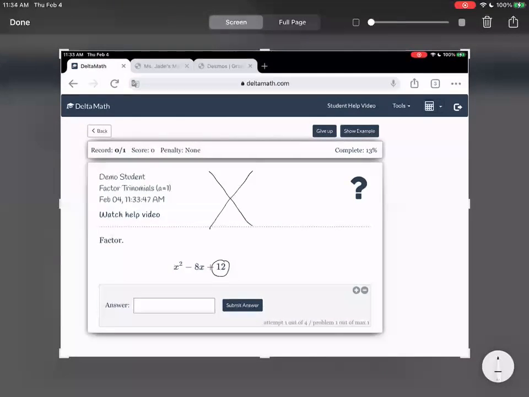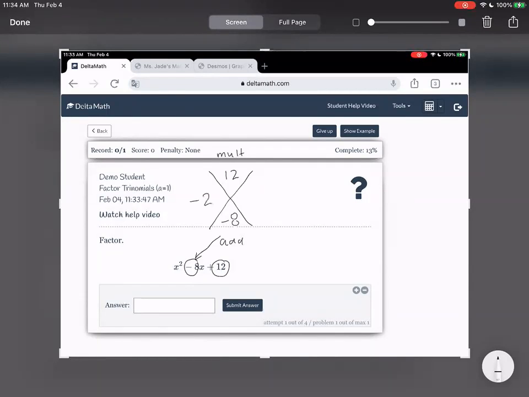Okay, so once again, it's the same process. You want it to multiply to the last number, multiply to 12, but this time you see how it's a negative. You want it to add to -8 because there's a minus there, okay? So I'm going to pause the video here and see what you guys have. So we got a suggestion of -2 and -6.